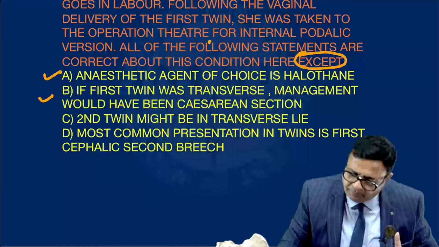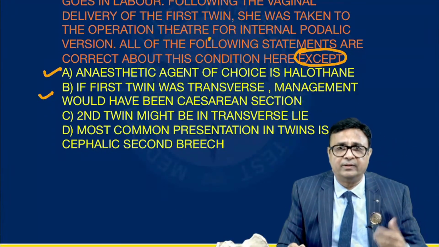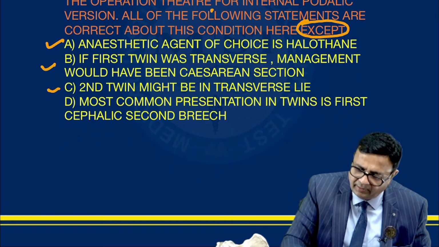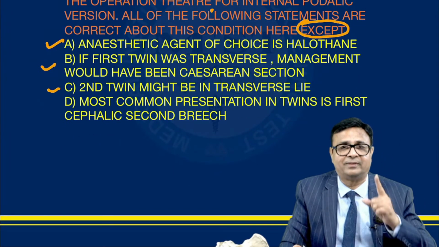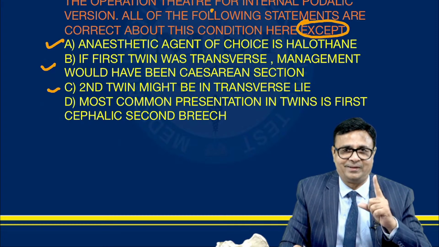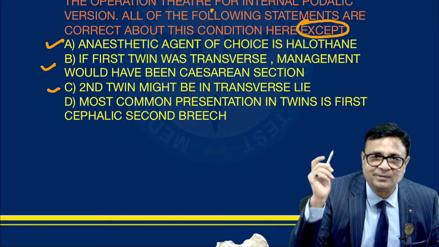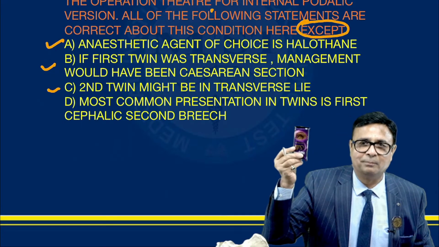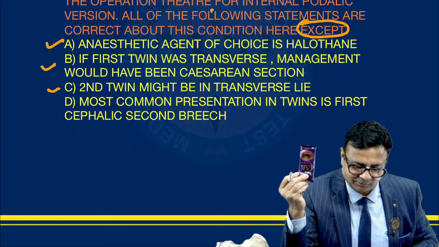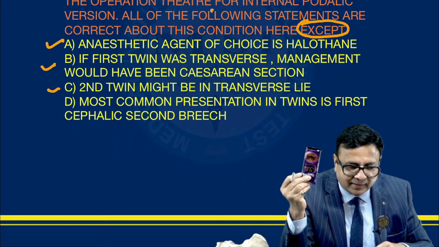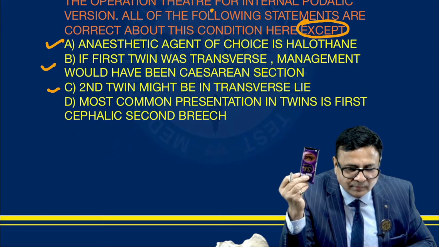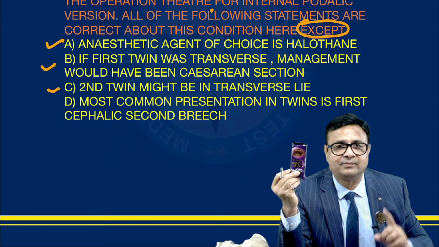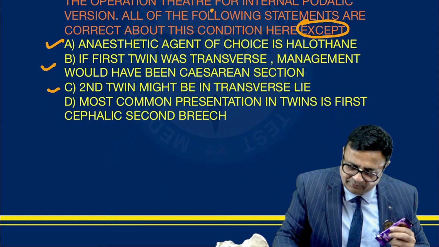The second twin was in transverse lie. This is why it was done. Most common presentation in twins is first cephalic, second breech. This is an incorrect statement. Can you tell me, beta, what is the most common presentation in twin? Chocolate question. Although very simple, it deserves a chocolate also. Can you write here? Yes, the answer is D. That's clear.